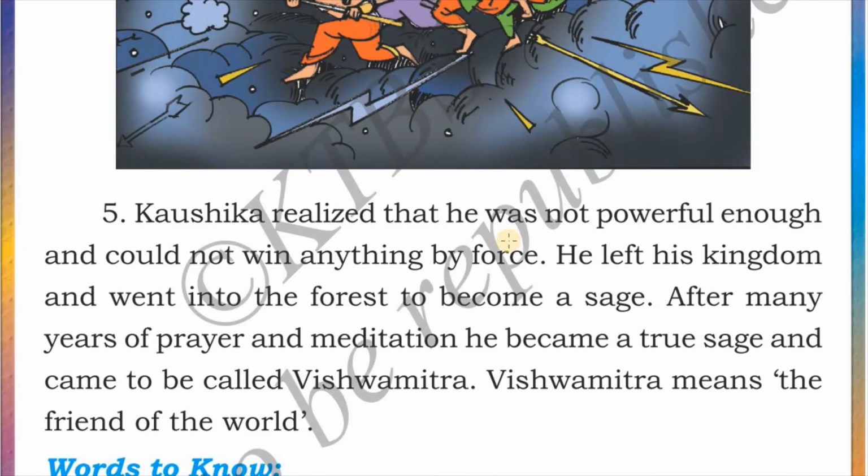Kaushika realized that he was not powerful enough and he could not win anything by force. He left his kingdom, went into the forest to become a sage. After many years of prayer and meditation, he became a true sage and came to be called Vishwamitra. Vishwamitra means the friend of the world.